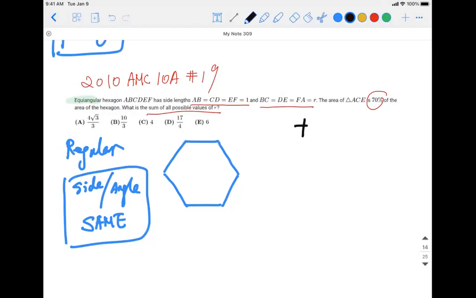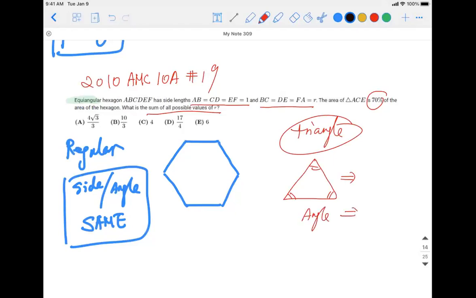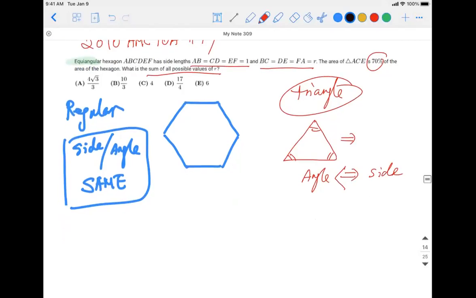Because from the triangle's perspective, if a triangle's three angles are the same, then automatically the sides are the same, like an equilateral triangle. Three sides are the same, three angles are the same, and vice versa. However, for polygons, starting from quadrilaterals to pentagons, octagons, and so on, the angles being the same and the sides being the same are totally independent.